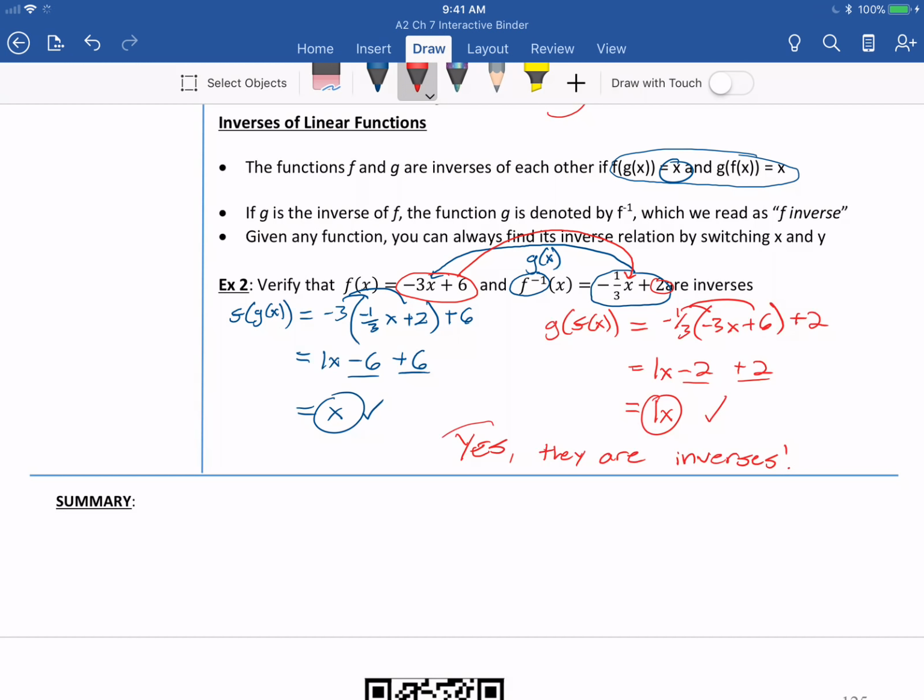All right, awesome. Perfect. So with inverses, the main thing that you're probably going to write in your summary here is that you just have to switch those x's and y's, and then you have to solve for that new y.